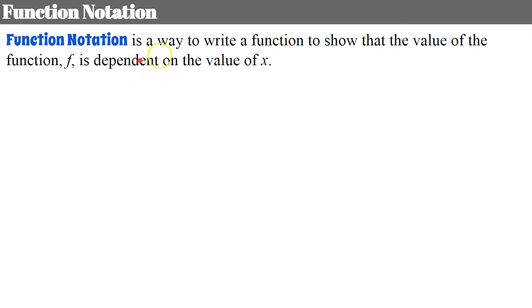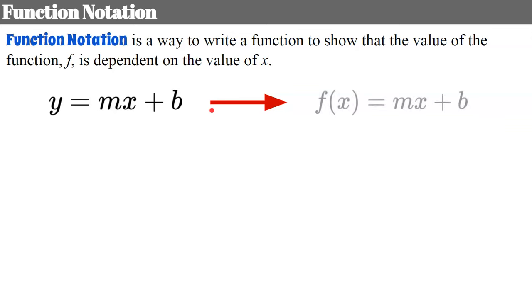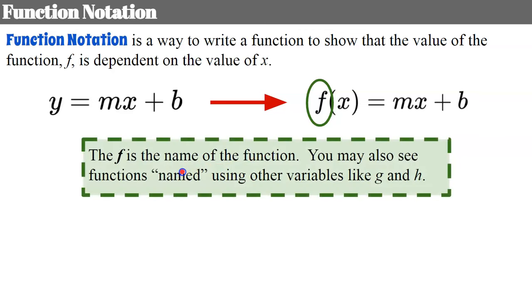Function notation is a way to write a function to show that the value of the function f is dependent on the value x. So here's what it looks like. We're familiar with slope-intercept form, which is a linear function. And we could also use function notation to represent the same function. So we are going to replace the y, or our dependent variable, with f(x). So really what we are doing is this f is naming the function.